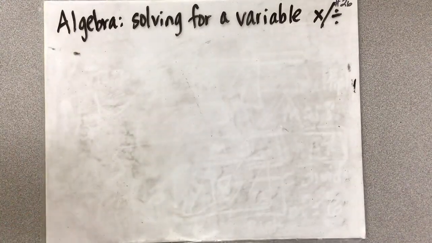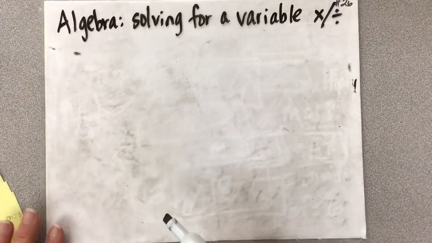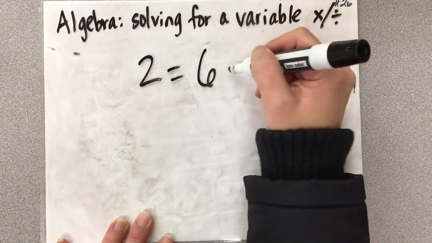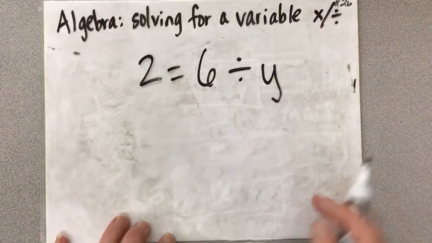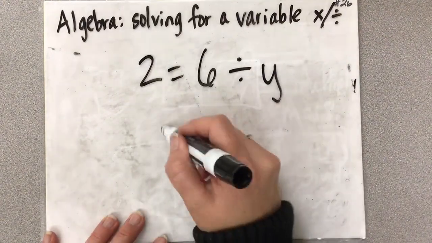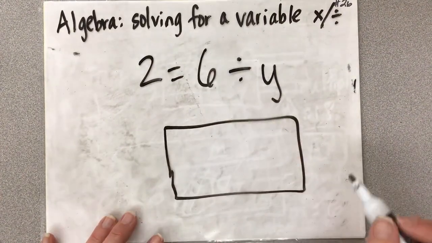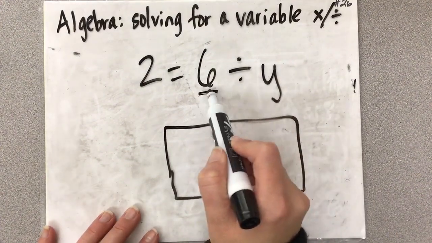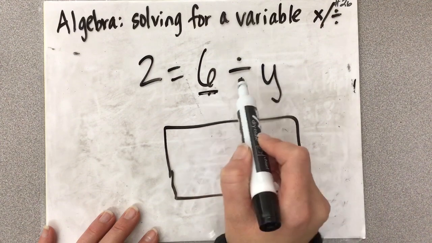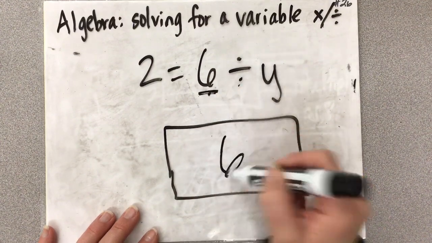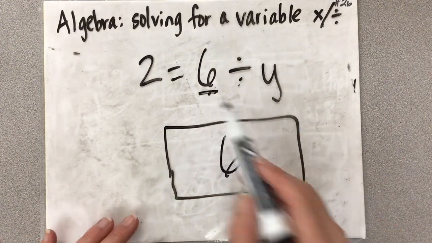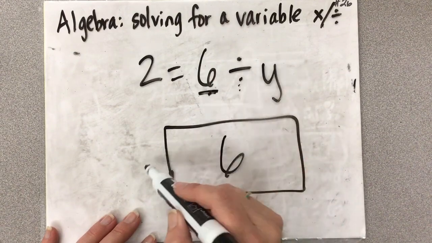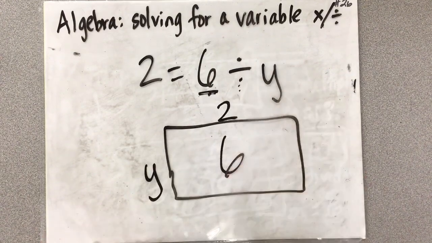The first one we're going to do is 2 equals 6 divided by y. In this case, I'm going to draw my area model, and since I know I am dividing 6 by y, then I know 6 is going to go on the inside. So I'm going to go ahead and put y out here and 2 up here.